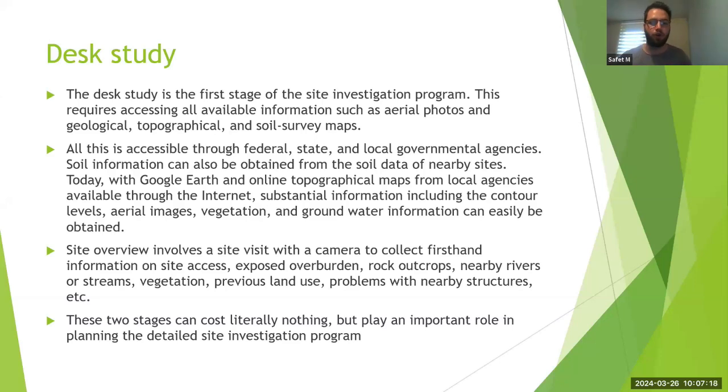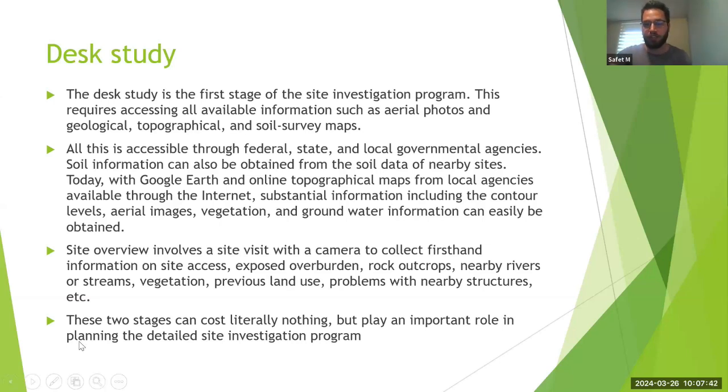Site overview involves a site visit with a camera to collect first-hand information on site access, exposed outcrops on the road or curbs, nearby rivers or streams, vegetation, previous land use, and problems with nearby structures. Those two stages can cost literally nothing, but play a really important role in planning and detailing the site investigation program.